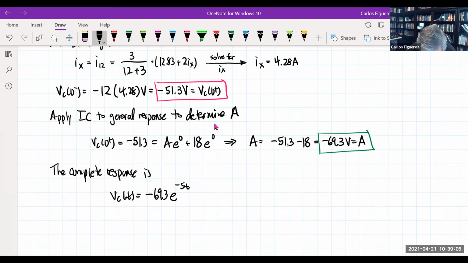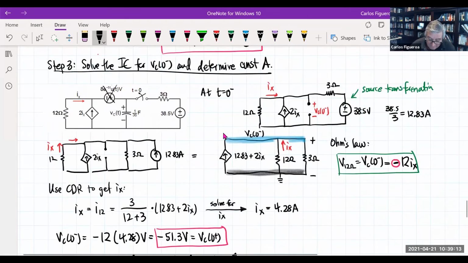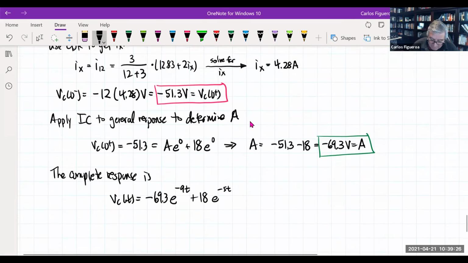Nope. That's not right. What's A? I got to go back and look. It is that. So that's 9 plus 18. And that's going to be 18 e to the minus 5t. And you know what? I just looked at this thing. It's not 5t, it's 9t. So there's our complete response right here.